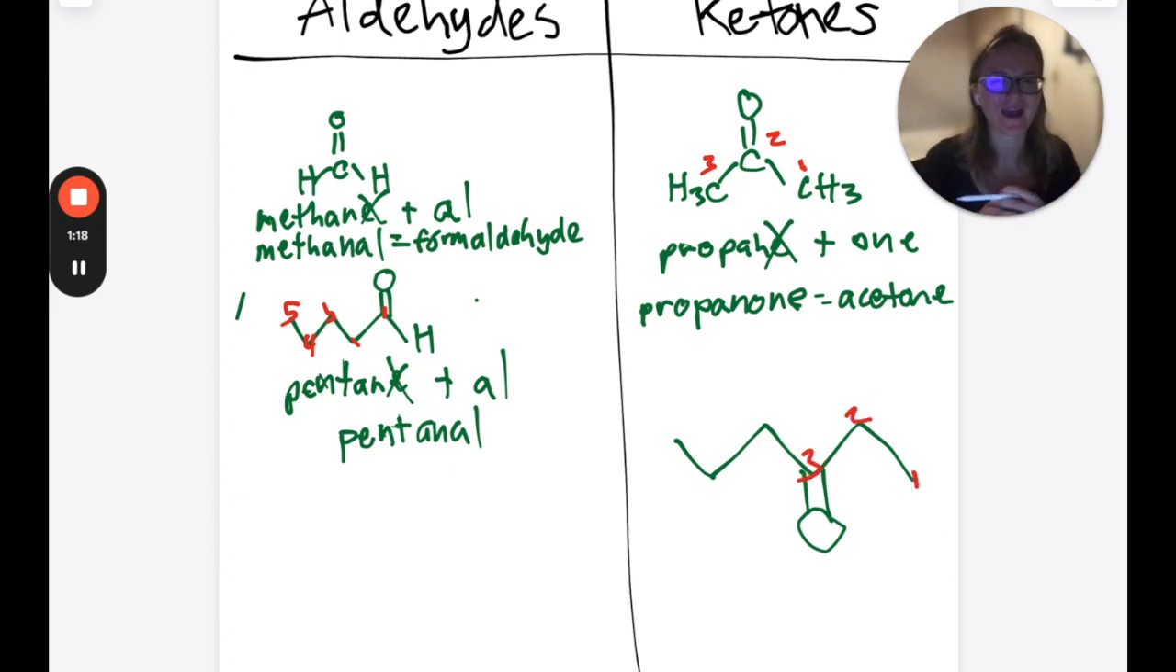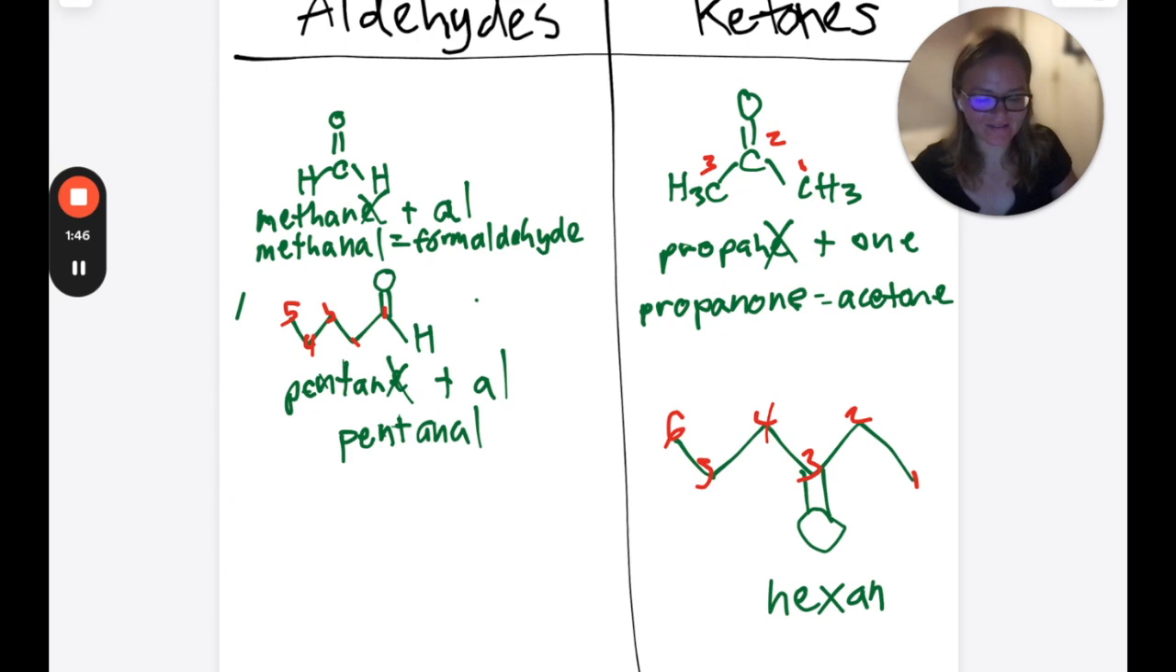And then, of course, we want to count how many carbons we have total. So we keep going. We get 6 total carbons here. 6 corresponds to hexane, but we're going to drop that E and we're going to add that ONE ending. But then we're also going to specify where our ketone is. Otherwise, how would we know, right? So we're going to specify that this ketone is located at position 3. So this ketone is called 3-hexanone.